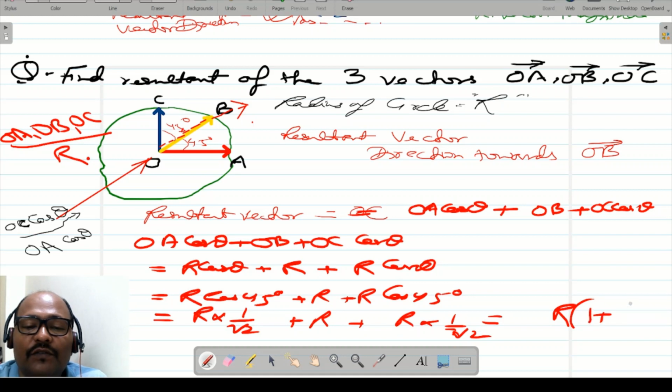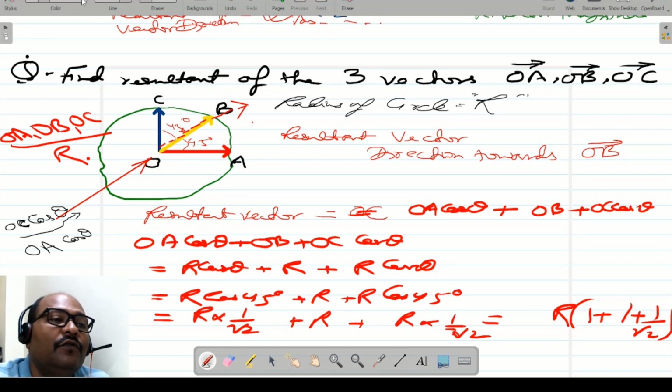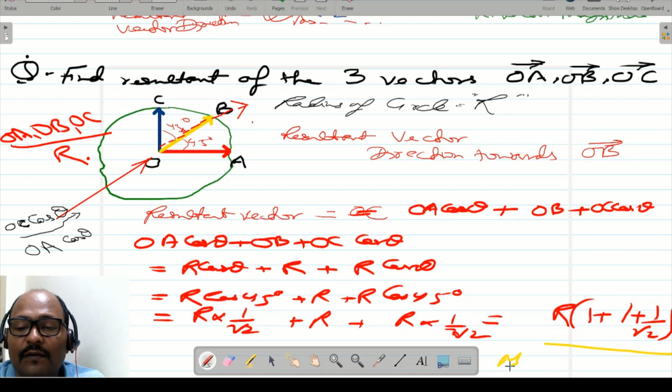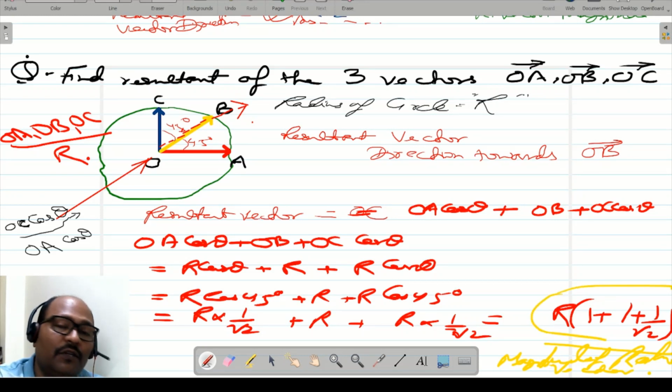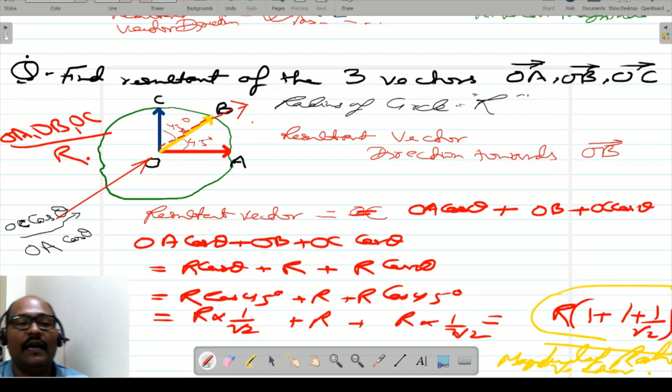So this will give R times (1 plus 1 by root 2). This is the value which is the magnitude of the resultant vector. Fine, students. So I think you are getting the concept of resultant vectors and how we are able to derive it.